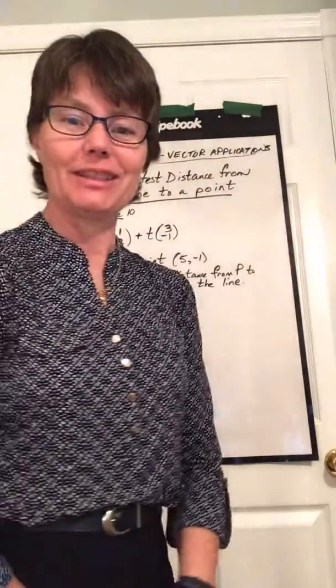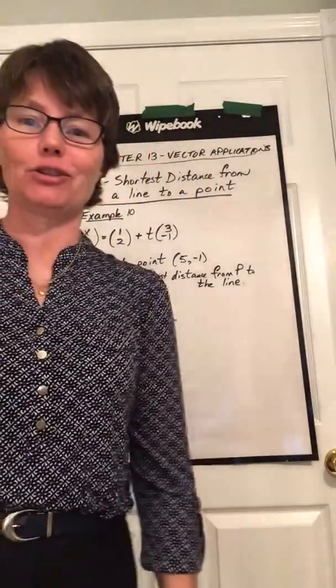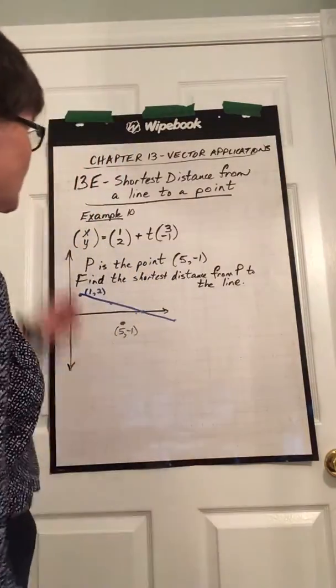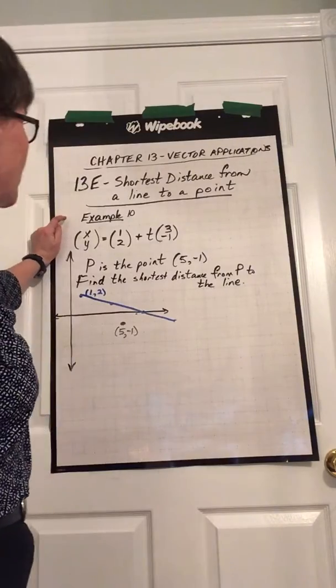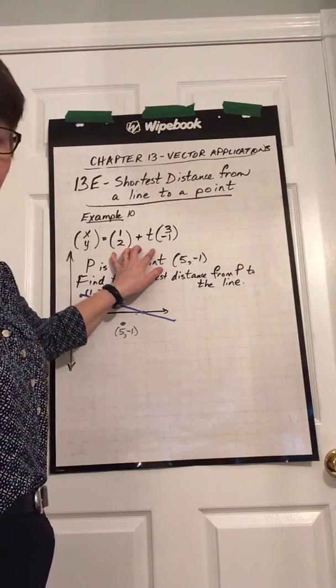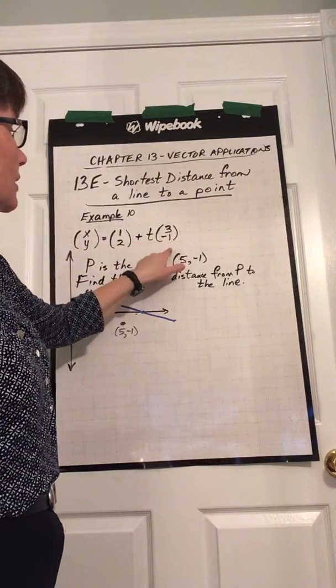Hello again. We're looking at 13e now, the shortest distance from a point to a line, using vectors. Here we are looking at example 10. We've got this line, (x, y) = (1, 2) + t(3, -1).